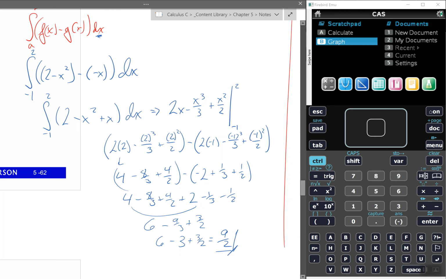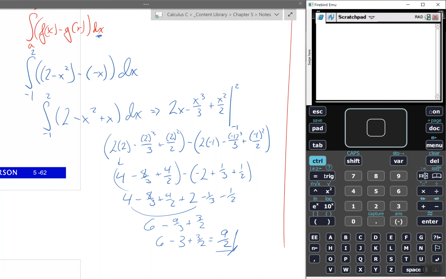Okay, so we're just going to verify that with the calculator now to make sure that that is the correct answer. So to plug this in, we're going to go and pull up our integral. Lower limit is -1, upper limit is 2. Then we're going to put it in exactly like I've written it out here with 2 parentheses to start. 2 minus x squared, close that parenthesis, minus, second parenthesis, negative x, close that, with respect to x. We end up with 9 halves.